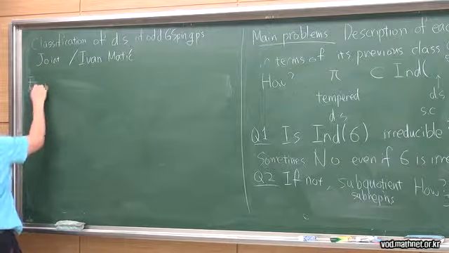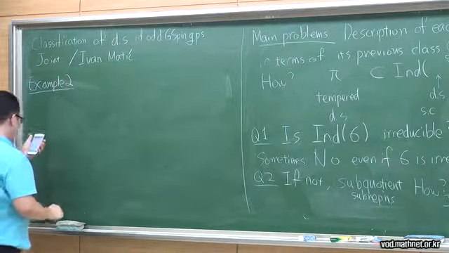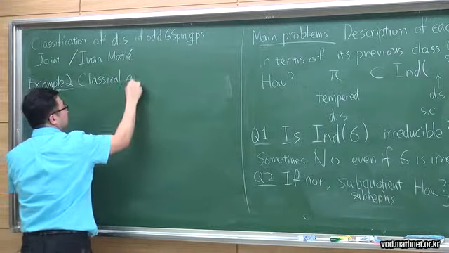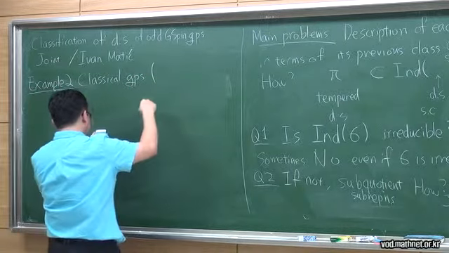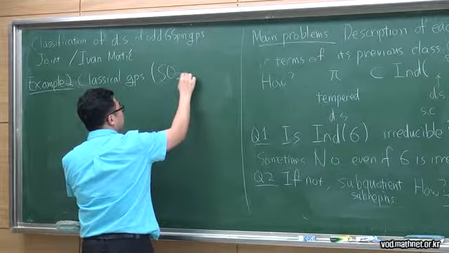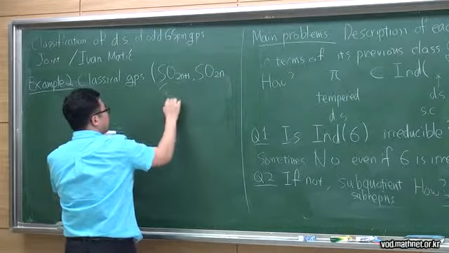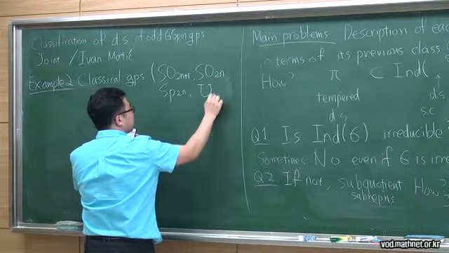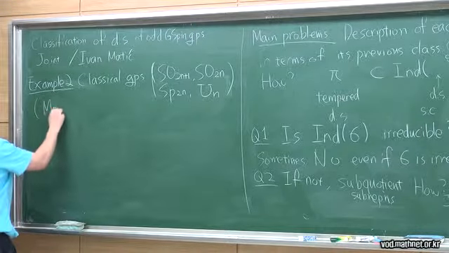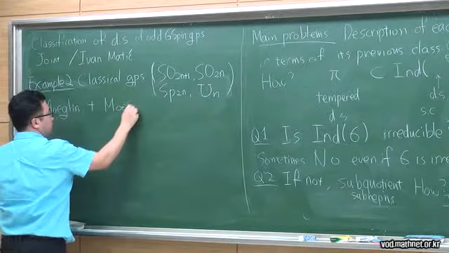Example 2 is the case of classical groups, meaning, for example, special orthogonal groups, odd case and even case as well, and Sp2N, and unitary groups as well. This is a result of Moeglin and also Moeglin and Tadić.